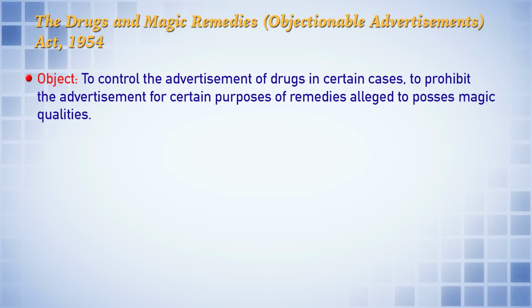Now, what is the object of the act? The object of the act is to control the advertisement of drugs in certain cases, and to prohibit the advertisement for certain purposes of remedies alleged to possess magic qualities. In olden days, some people came with magic, claiming they would cure certain diseases by magic. But those claims were made only before the public, who were mostly illiterate.